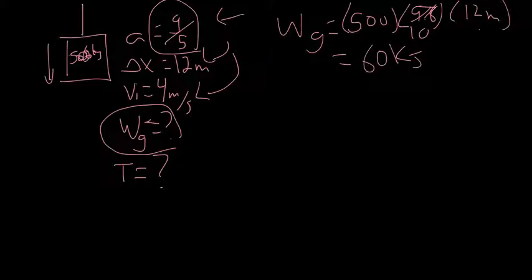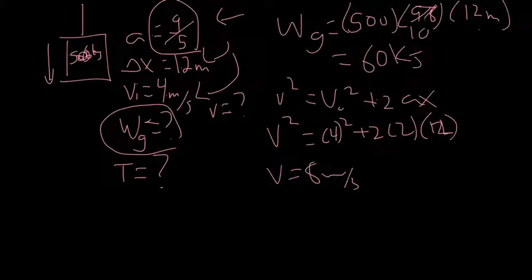Okay, and so then I can start exploring maybe the total work. And so I can say, okay, maybe in order to do that I need to find out how fast it's moving at the end. Okay, and so I'll use kinematics. I can use this equation right here. Okay, and when I solve this, I'll plug in 2, 12, and 4. Okay, and so using that, I find that my velocity at the end is 8 meters per second.